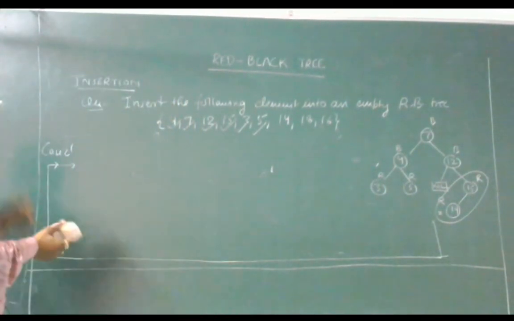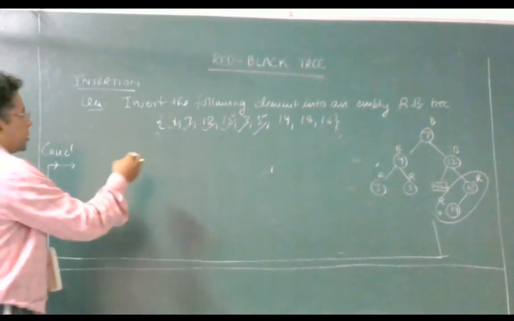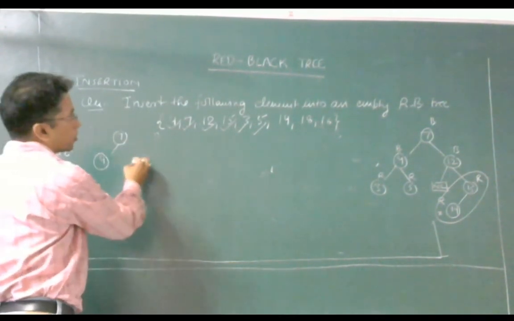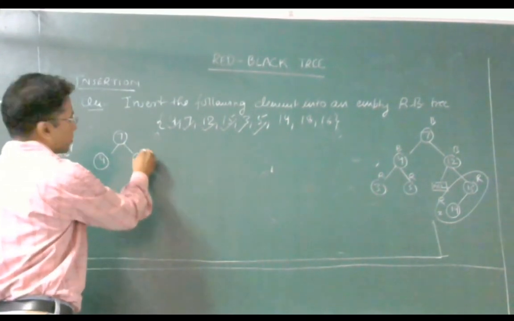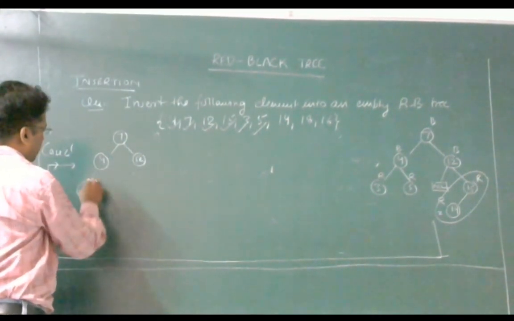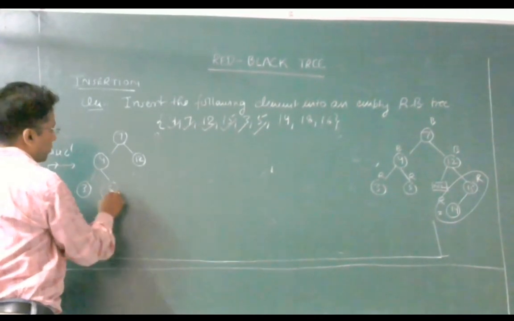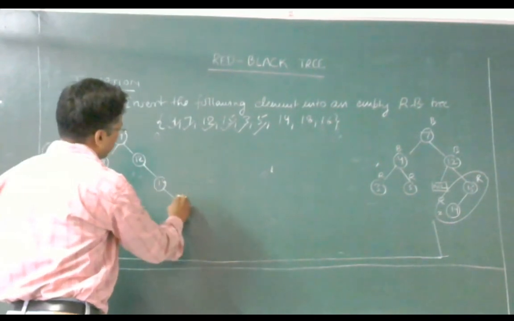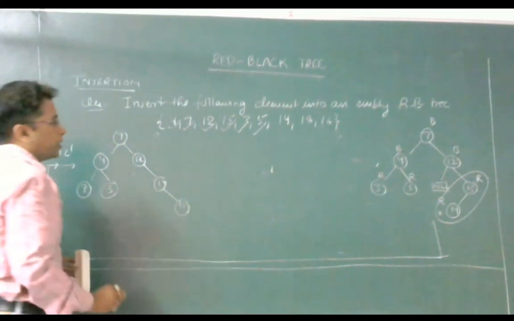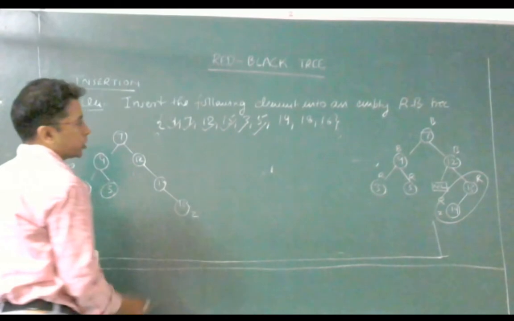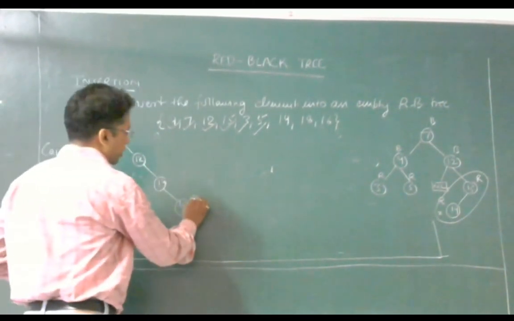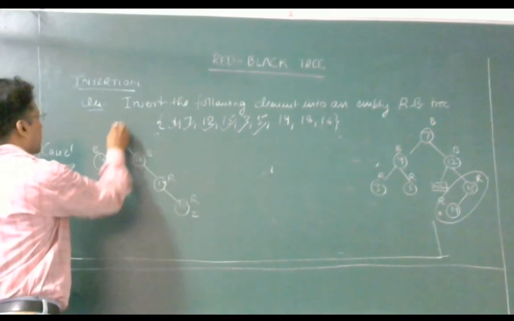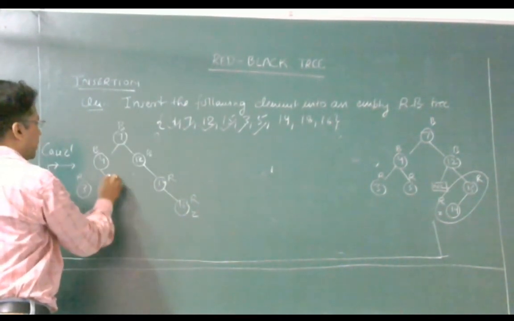So after the rotation it will look like this: 7, 4, 12, 3, 5 and now here 14 and 15. But the pointer z will be shifted to this position. No color change will occur in this case. Red, red and black, black, black, red and red.